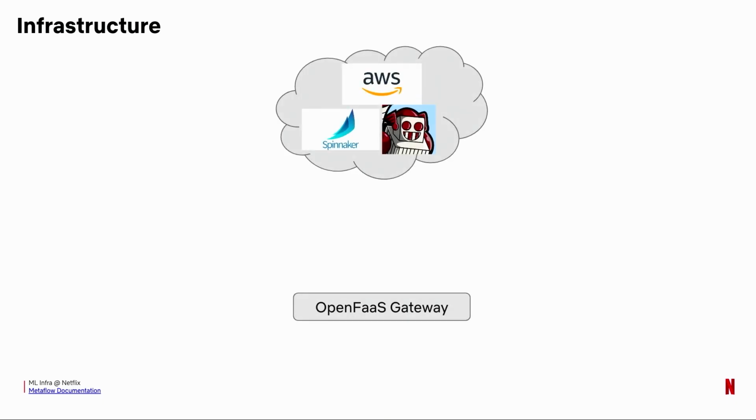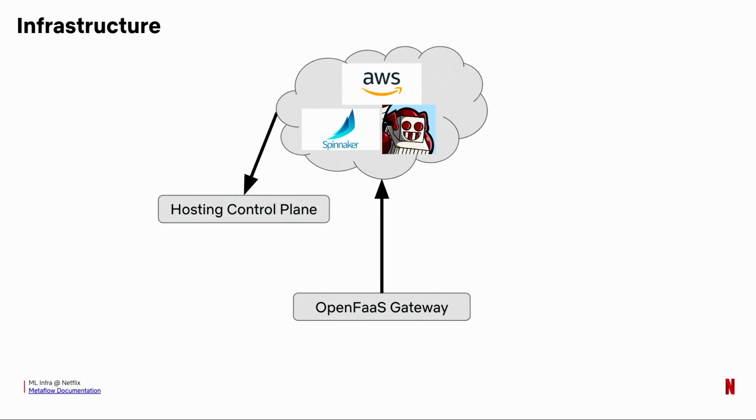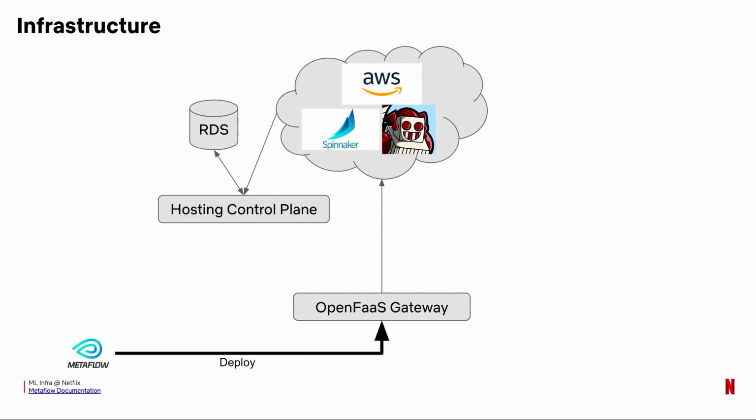So going over this quickly, we have an OpenFaaS gateway, which we fondly call Barkley internally. And based on this gateway, we create another service called the control plane that I mentioned in the previous slide. And then this control plane interacts with an RDS instance, which is a database that stores the state for all our hosting functions. And let's go over the deployment path.